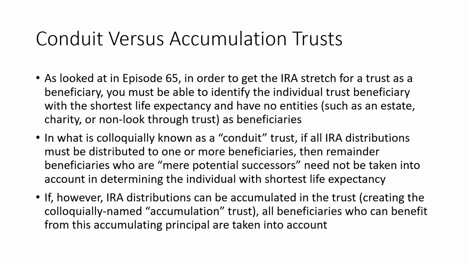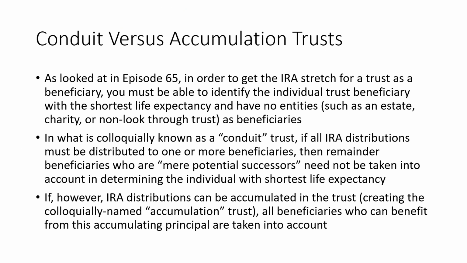So jumping into the meat and bones here, in episode 65, we examined the basic issue with any situation where a trust is named as an IRA beneficiary, in that in order to get a stretching of RMDs beyond the 5-year payout for an entity, you must be able to identify the individual, and not entity, trust beneficiary who has the shortest life expectancy. And you can't have any entities as maybe even contingent remainder beneficiaries. Entities here would include maybe the decedent's estate or a charity or maybe even a non-look-through trust.